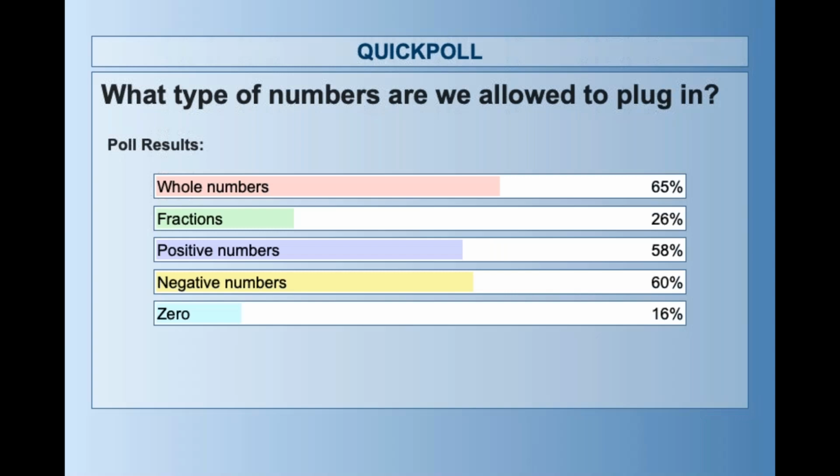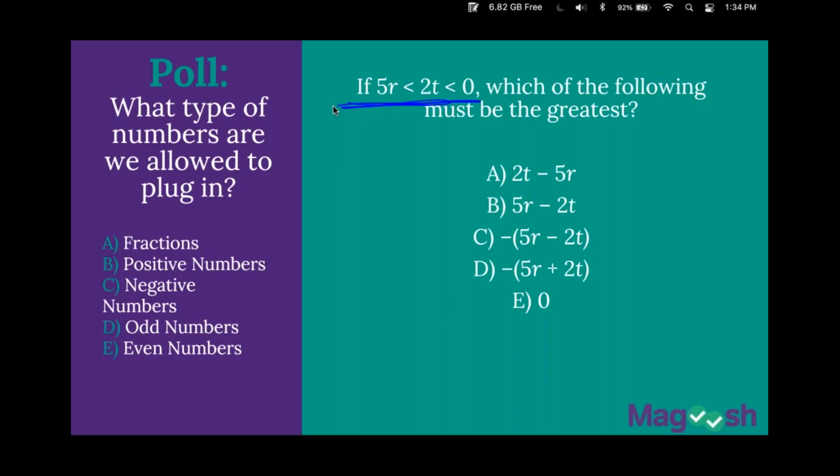Okay, so there are lots of types of numbers that are allowed here. Whole numbers are good. Fractions this time will be okay. Negative numbers look good. Let's talk about 0 and positive numbers here. So remember our rules of the question comes from right here. This is where we're going to get our constraints. That 5r is less than 2t, which is less than 0.